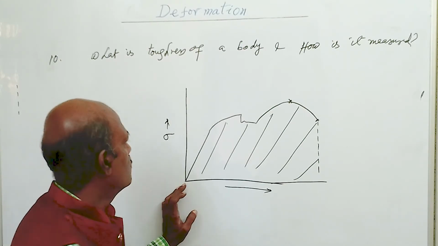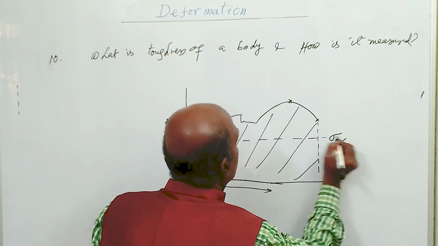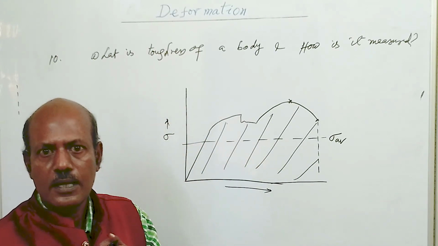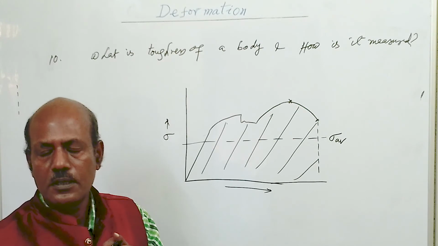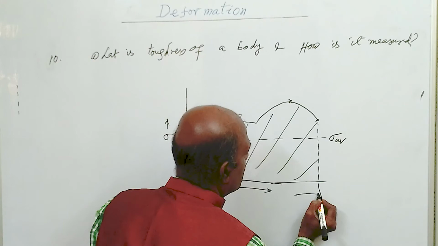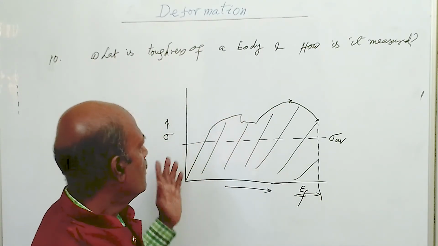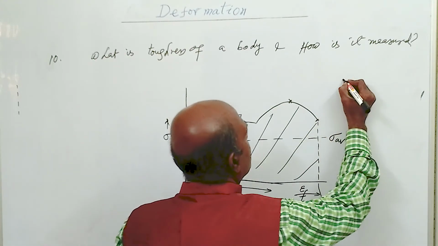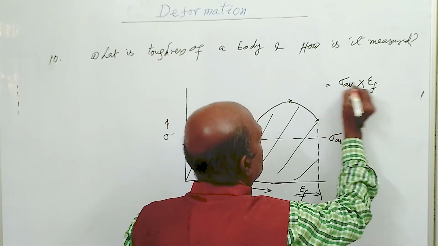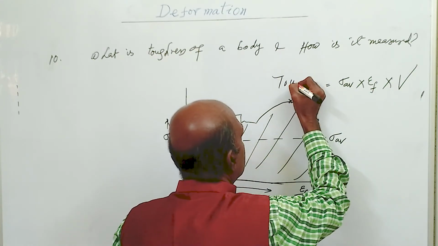If we calculate the whole area, say the average stress acting over the body is sigma average, and this is the strain up to the failure point, epsilon F, then this area is given by sigma average into epsilon F into the volume of the body, which is known as the toughness of the body.